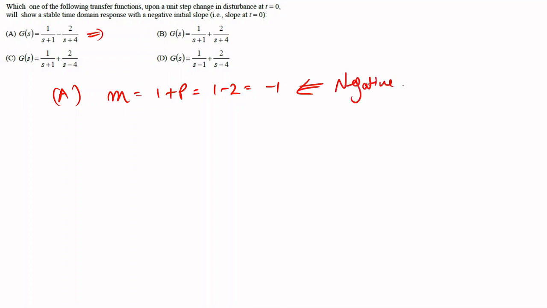Now for the transfer function given by this equation, the slope will become 1 plus p, and the value of p is minus 2, that is 1 minus 2 is equal to minus 1. So over here we are getting a negative initial slope.